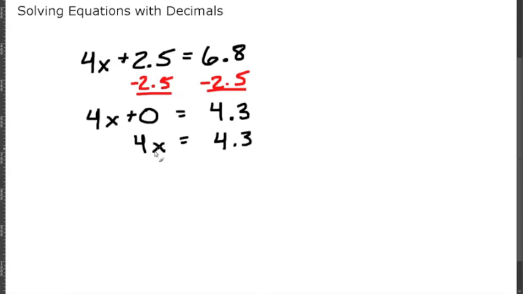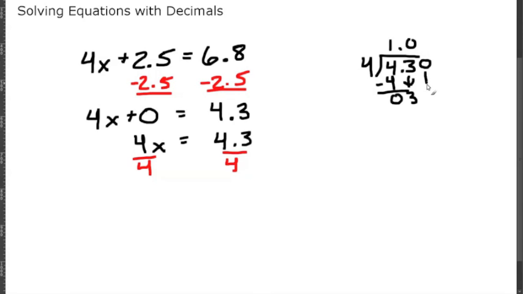Now we're going to divide by 4 to get the x by itself. So I'm going to do my long division over here. 4.3 divided by 4. We're dividing with the whole number, so we don't have to worry about moving the decimal over. How many times does 4 go into 4? 4 goes into 4 one time. Bring down the 3. How many times does 4 go into 3? 4 does not go into 3. So let's add a 0 and bring that down.